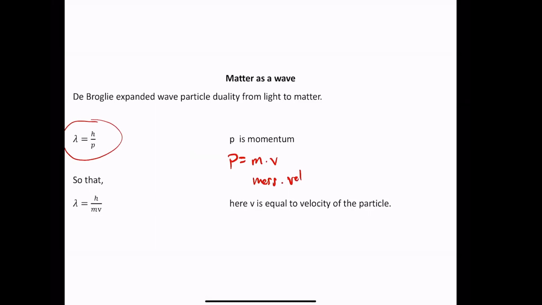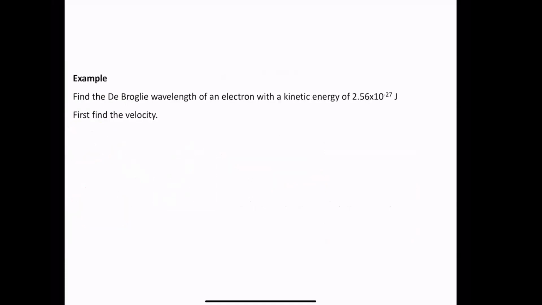Mass times, that's not frequency there, that is velocity. So we have another formula here for wavelength. We're just substituting p here, and putting in mass times velocity. So we can actually calculate matter as a wave when it is in motion. Doing this, we can actually find the wavelength of an electron. That's what we're going to calculate, the wavelength of an electron with some certain amount of kinetic energy.